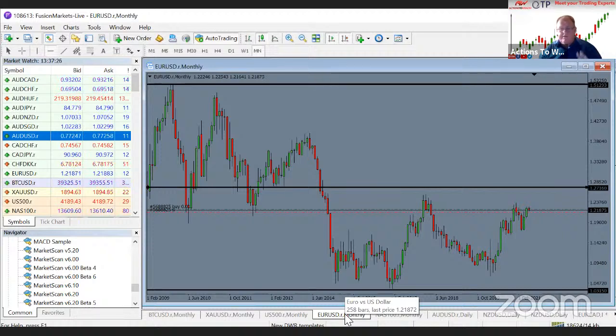I think this is a very typical currency chart. This is Euro US dollar.